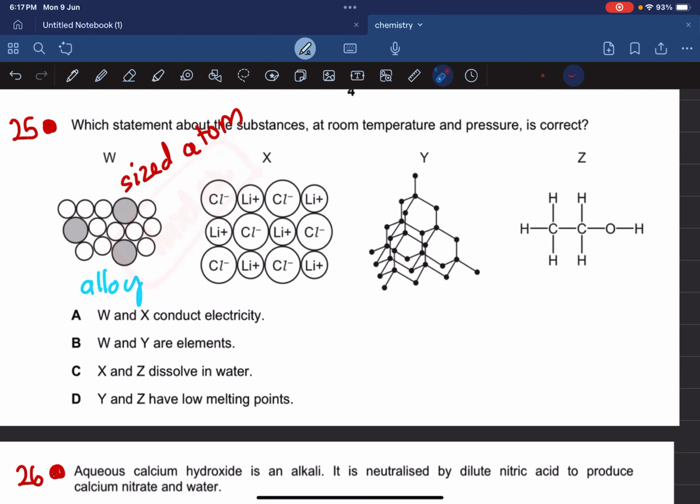Try to think of it like, for example, you have different balls and you're trying to slide the balls. If the balls are of the same size, they're easily going to slide. But if the balls are compacted in a small box and you have different sizes of balls, the balls are not going to slide over each other easily because of these different sized atoms. So this is an alloy.